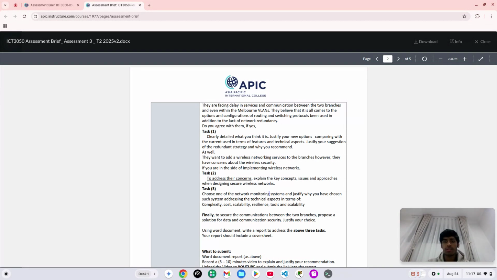To conclude everything I have just said, the problem in the network of the ABC company is because of the routing and switching protocols, and we recommend upgrading them to OSPF routing protocol and adding layer 3 switches. We also recommend adding redundant switches and connections in case anything happens. And for the network monitoring tools, we recommend using the SolarWinds network monitoring.